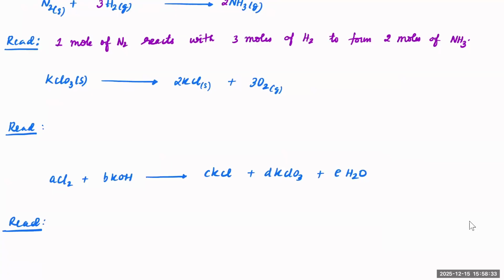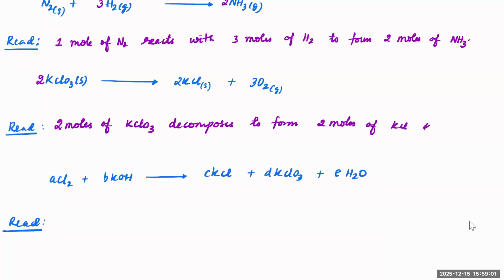Next, if you have KClO3 giving like this, so again, if you try to balance it, there are 2 potassiums and 3 oxygens, which makes it, I should have 2 here to balance it. Now it is balanced. So how do we read it? 2 moles of KClO3 decomposes to form 2 moles of KCl and 3 moles of O2.